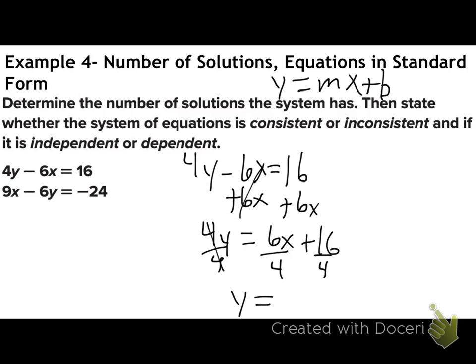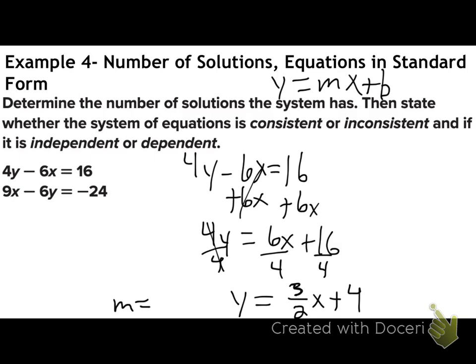Will 6 over 4 give me a whole number? Nope. What are 6 and 4 both divisible by, though? 2. 6 divided by 2? 3. 4 divided by 2? 2. 16 divided by 4? 4. So there's my first equation, solved for slope-intercept form.